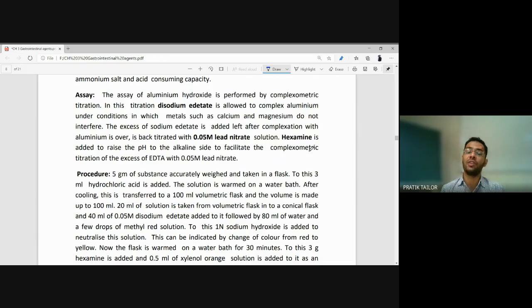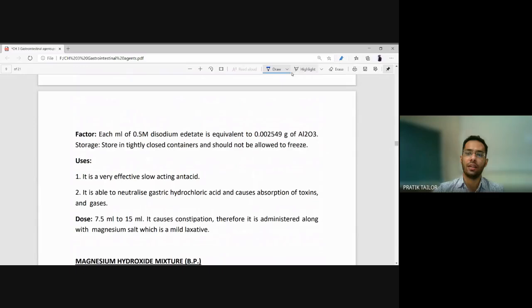So initially you are adding disodium EDTA, that will be forming a complex with the aluminum, and the unreacted disodium EDTA will be reacting with the lead nitrate, which will give you the color change. So this is a back titration, a complexometric titration. Okay. And finally, you will have a factor that we will be using for the amount calculation.